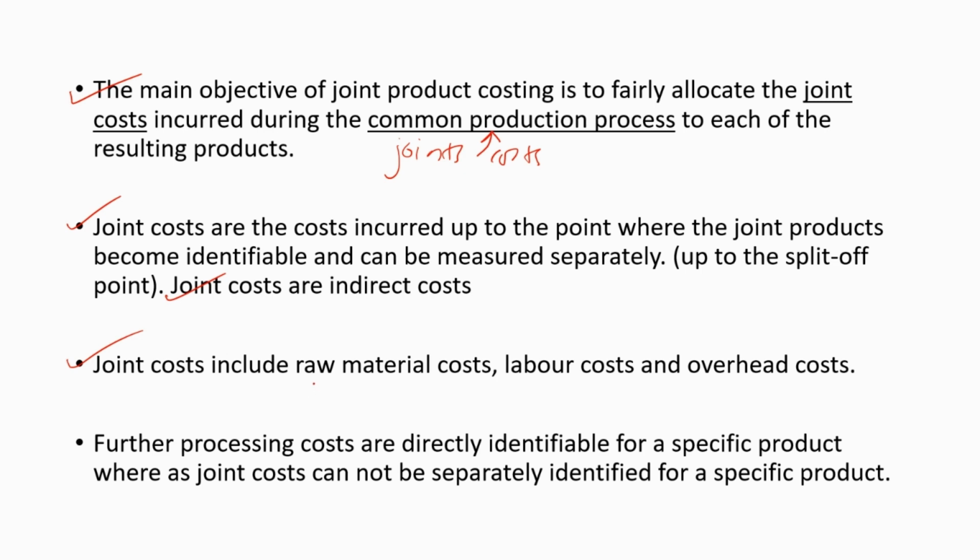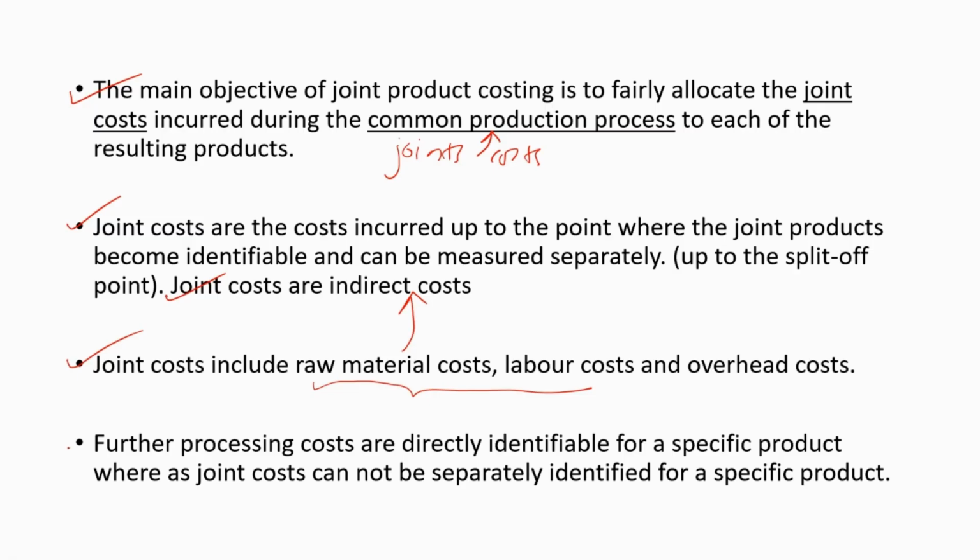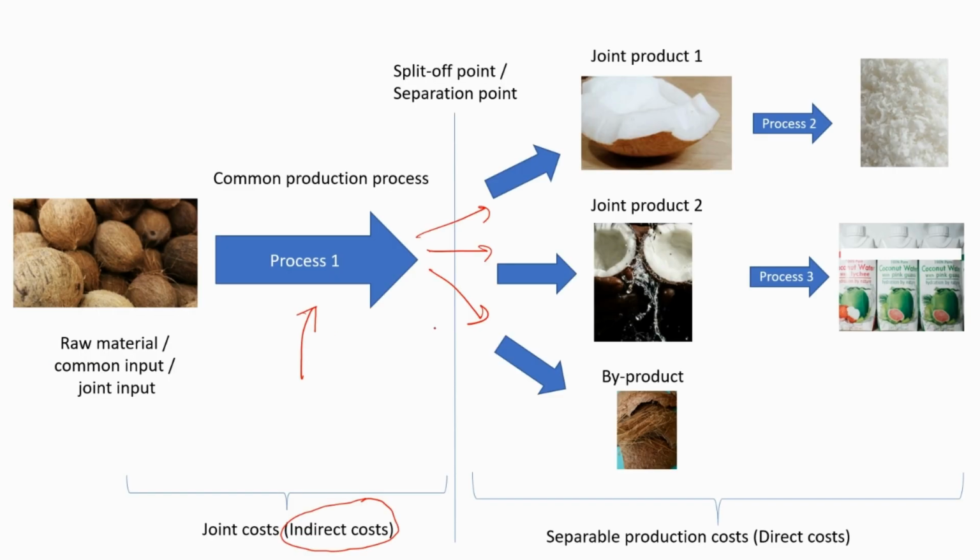Now you may think, how can raw material costs and labor costs be indirect costs under joint product costing? This is because these costs are incurred during the common production process. These costs cannot be identified separately to each product at the split off point. This is why these are known as indirect costs when it comes to joint product manufacturing. Whereas further processing costs are directly identifiable for a specific product, joint costs cannot be separately identified for a specific product. As you now know, further processing costs will happen after the split off point.